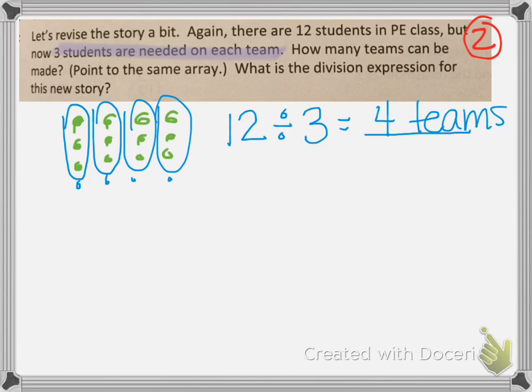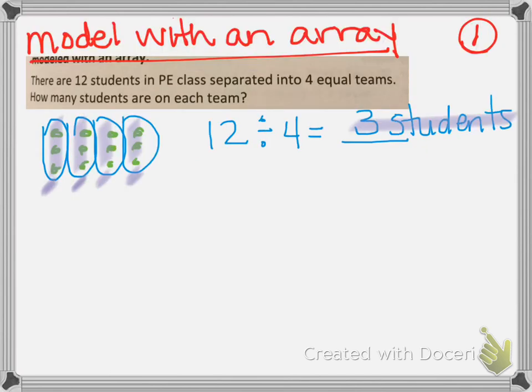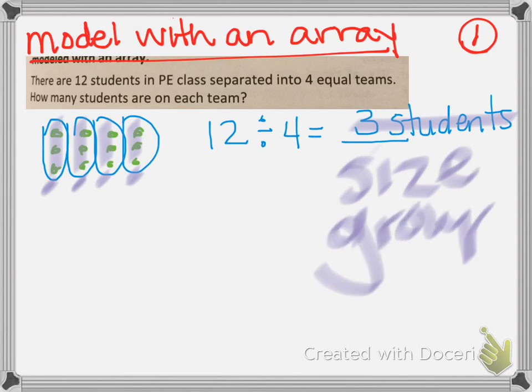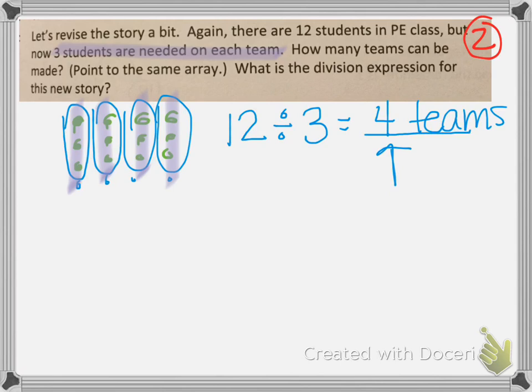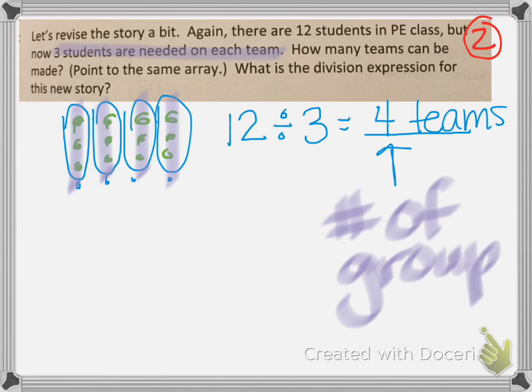Okay, so does this quotient 4 represent the size of the groups or the number of groups? Well, hopefully you see that there's 1, 2, 3, 4 groups. So that is the number of groups. So in division, the quotient can be the size of the groups, or the group size, and it could also mean the number of groups. We did a lot of that in 3rd grade. So just reviewing some 3rd grade things.